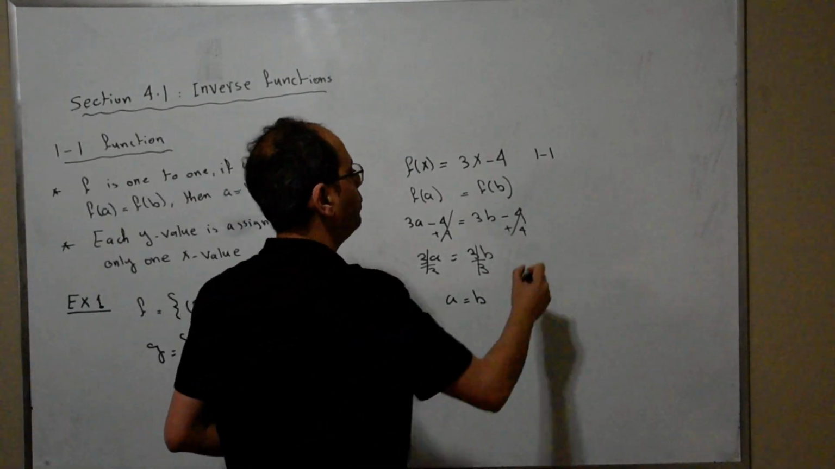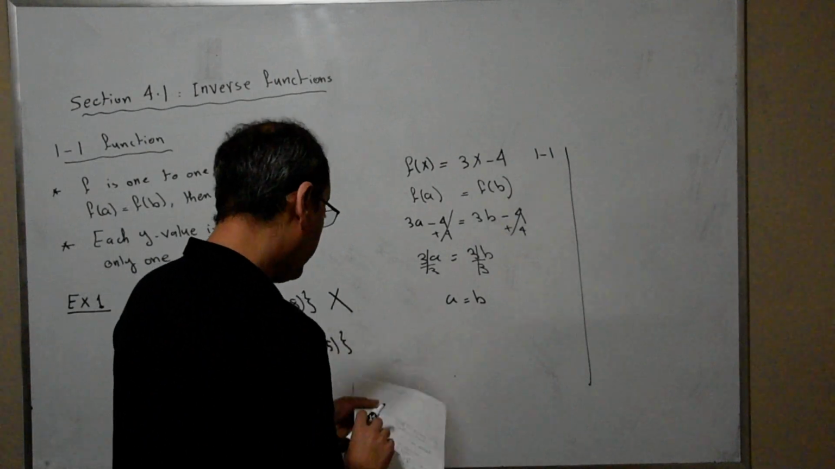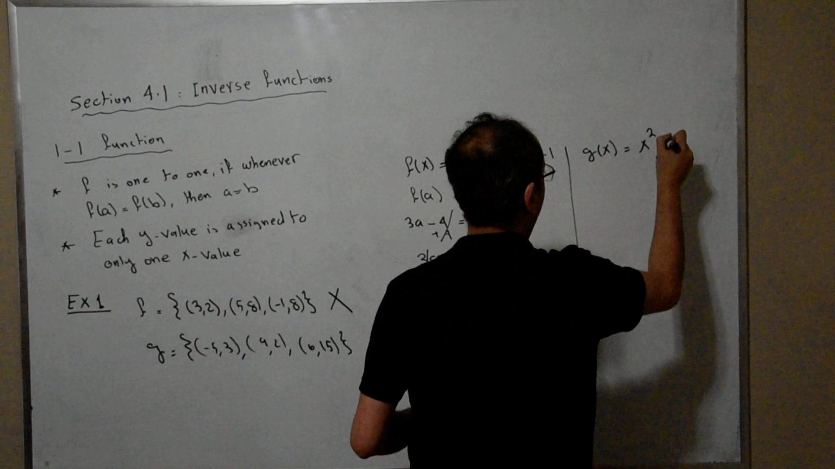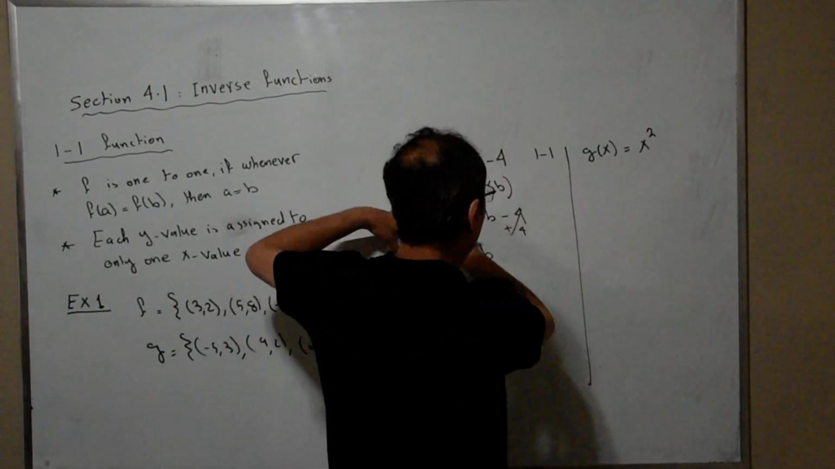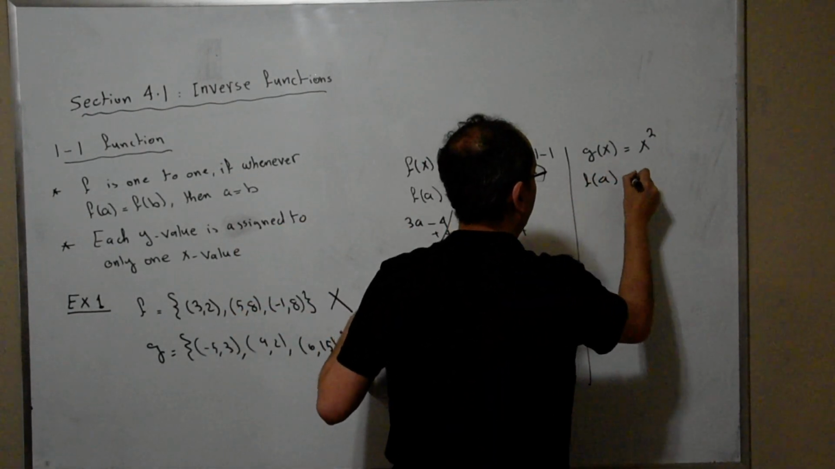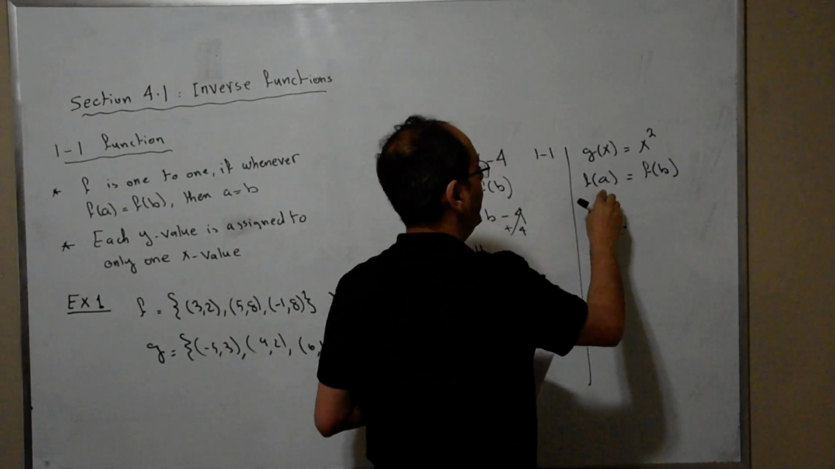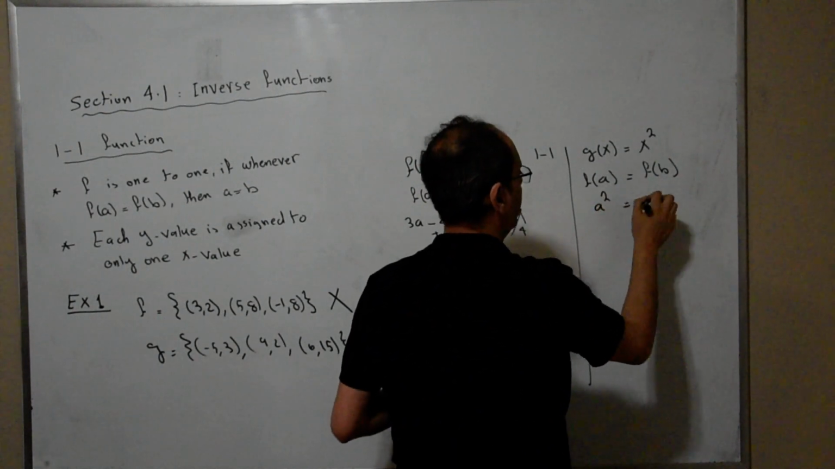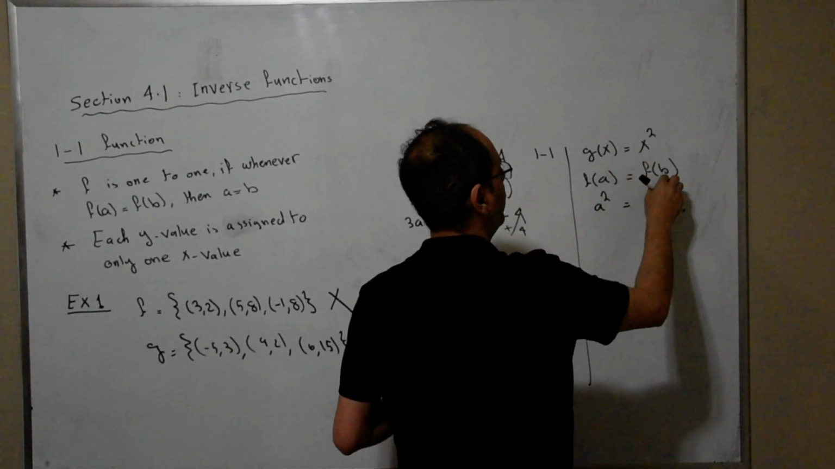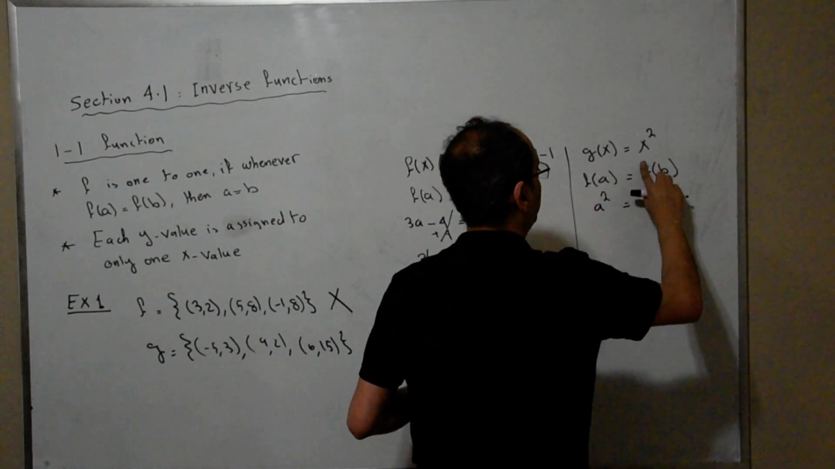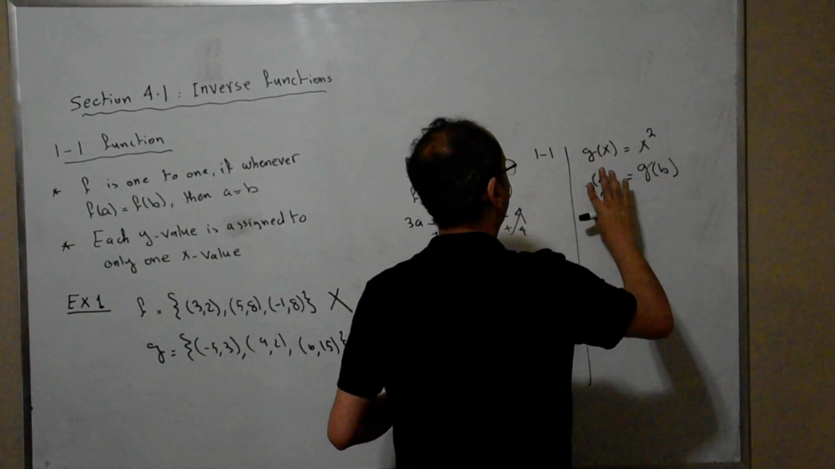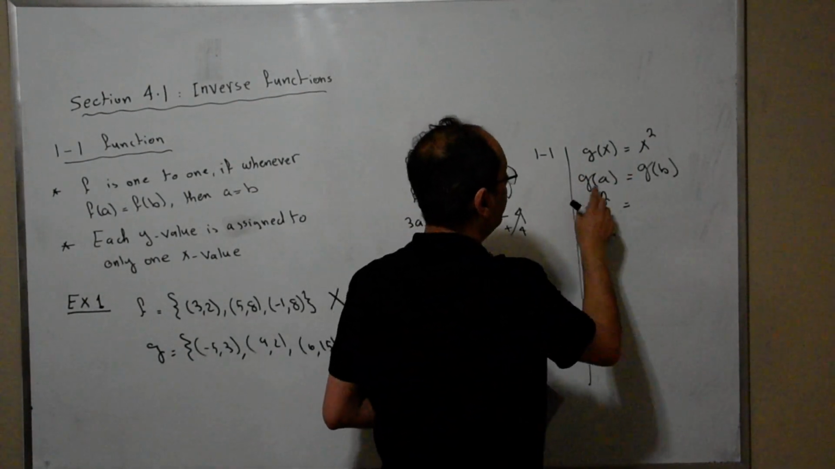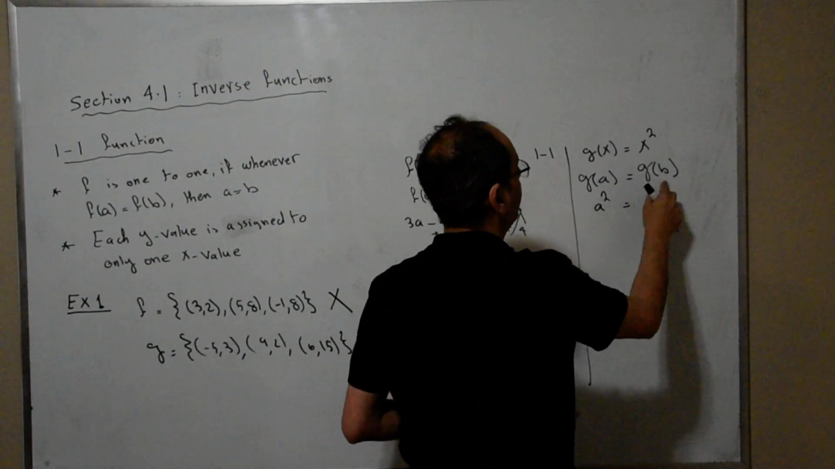Okay, one more example. Let's say g of x is x squared. Okay, we start with f of a equals f of b. Okay, a in x squared would be a squared... I'm sorry, this is g. You got used to using f all the time. So g of a is a squared and g of b is b squared.